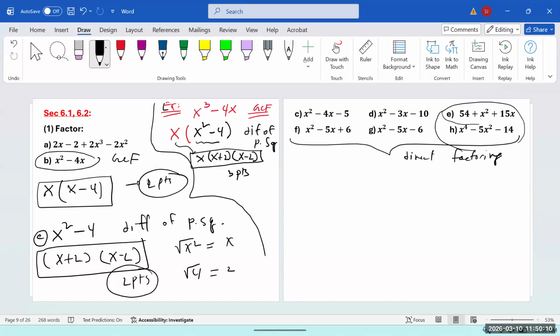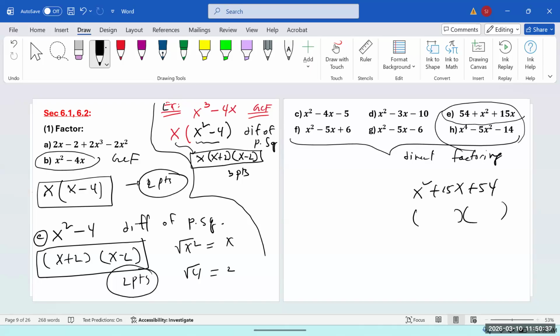In this one, our order is wrong, so you just write 54 at the end instead of in the front. So you get x squared plus 15x plus 54. Do not change sign. We only change sign when you cross an equal sign, when you cross a bridge, the equal bridge. There is no equal sign here, so you're not crossing a bridge, so you cannot change the sign. And then you factor directly.